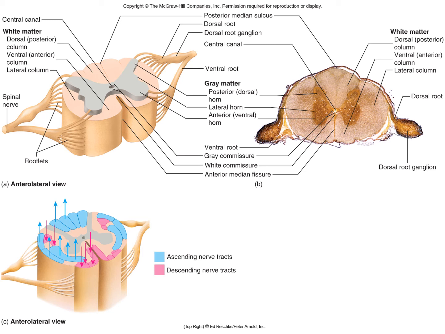So this complex of images, A is kind of a cartoony view of the spinal cord. We can see the gray matter, the white matter. We can see the roots of spinal nerves. B is actually, again, a cross-section through a preserved human spinal cord. And C is identifying where within the columns of white matter are these ascending in blue and descending in pink tracks. So notice the arrows, the directions that impulses are traveling in axons within these tracks.